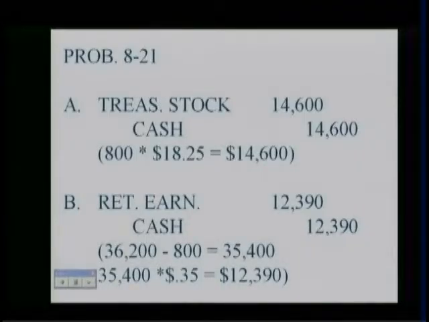We reduce the asset of cash with a credit for $12,390. That cash dividend comes out of retained earnings, so it reduces retained earnings. Retained earnings is an owner's equity account, so to reduce it, you would debit retained earnings $12,390.